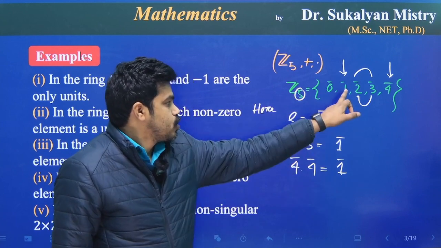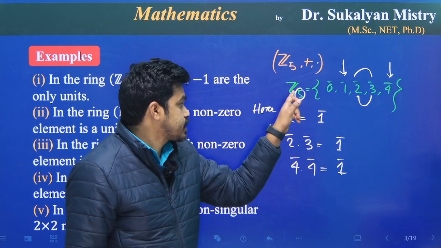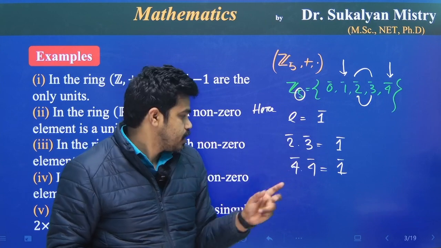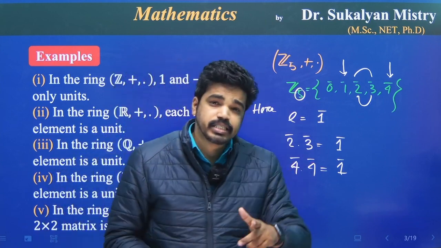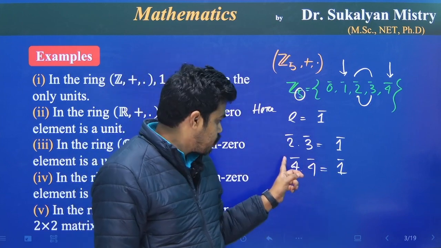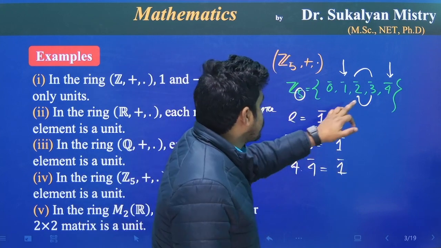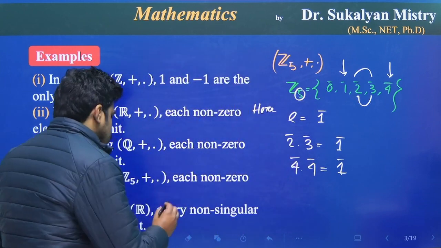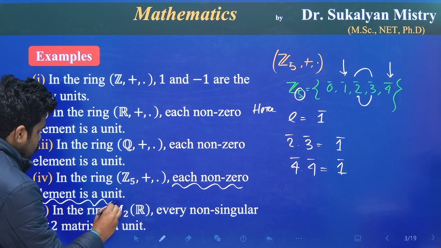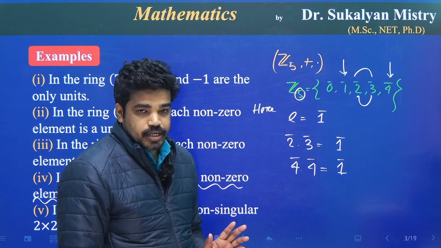The inverse of 2 is 3, the inverse of 3 is 2, because 2 times 3 is 6, and you divide 6 by 5. It is a modular system, so we have to consider the remainder, right? So 4 into 4 is 16, divide 16 by 5, the remainder will be 1, so 4 into 4 is 1, so the inverse of 4 is 4. Okay, so we conclude that every non-zero element is a unit.